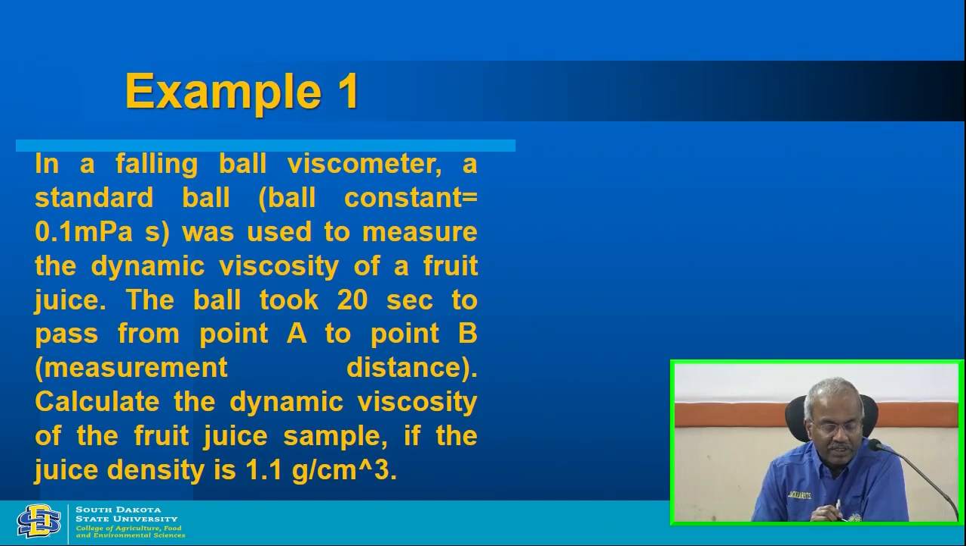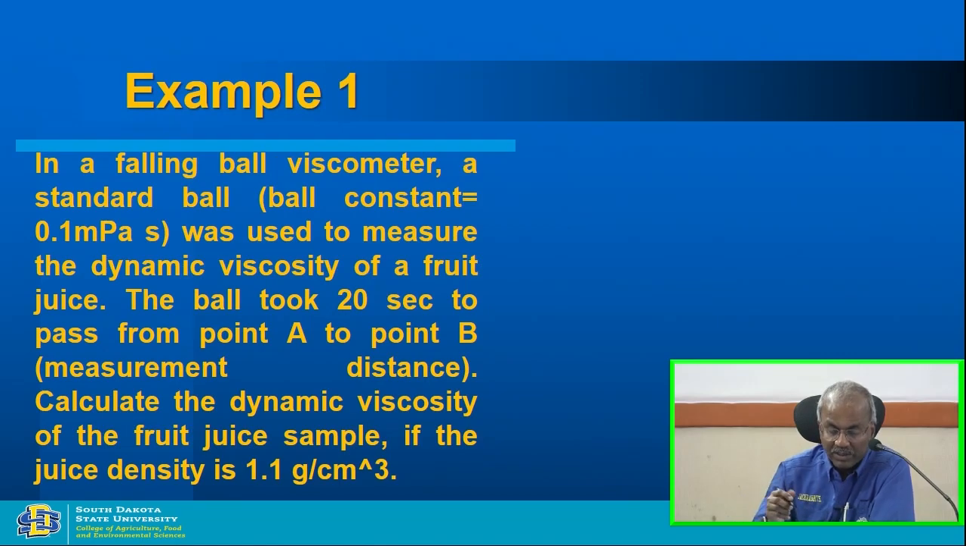Okay, let's assume that we have a falling ball viscometer with a standard ball. Here the ball constant is 0.1 millipascal times second, and it was used to measure the dynamic viscosity of a fruit juice. The ball took 20 seconds to pass from point A to point B. Calculate the dynamic viscosity of the fruit juice sample if the juice density is 1.1 gram per centimeter cube.